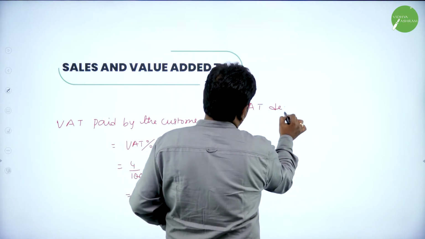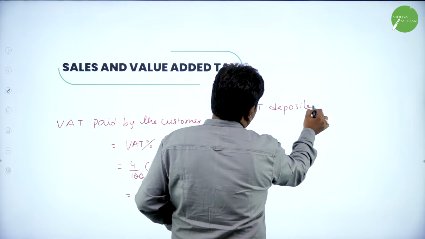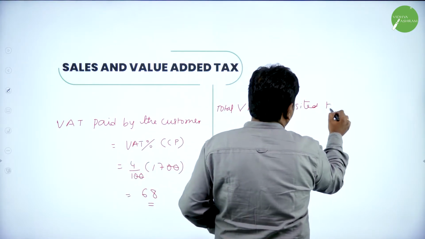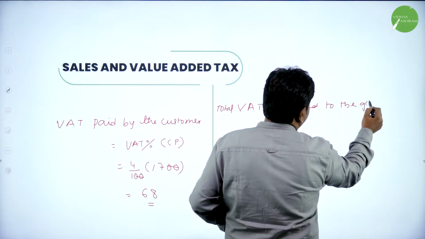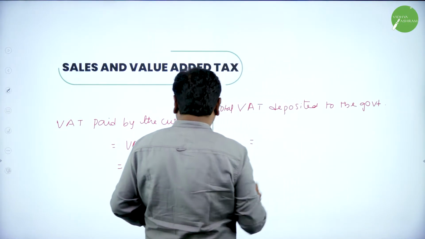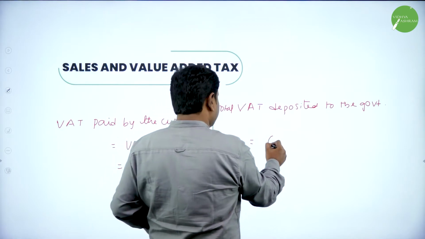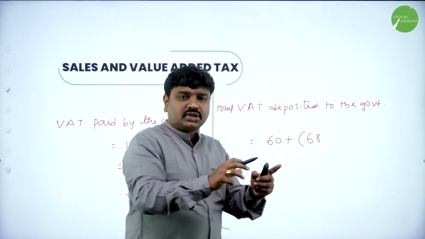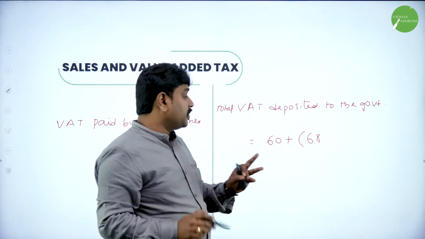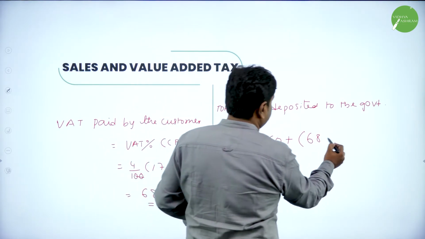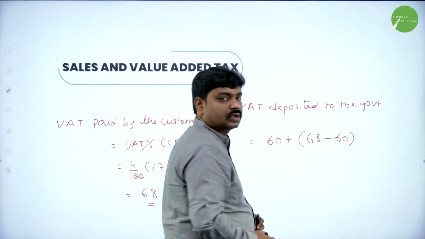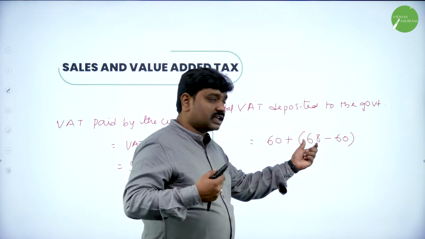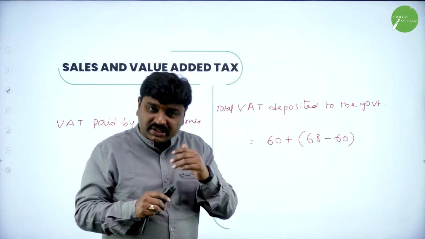Total VAT deposited to the government. See, first the shopkeeper paid how much? 60 rupees. Now the buyer is paying 68 rupees to the shopkeeper. The shopkeeper already paid 60, so he will remove that 60. So VAT paid by the shopkeeper plus VAT paid by the customer, and the customer will pay 68 rupees.